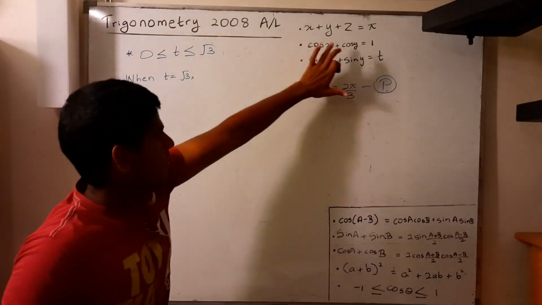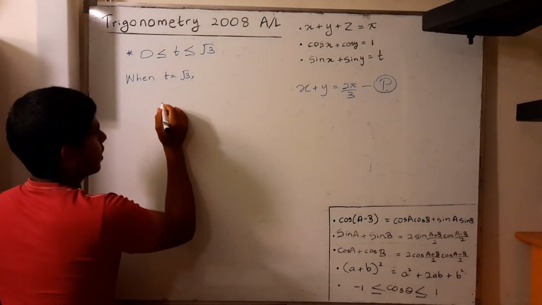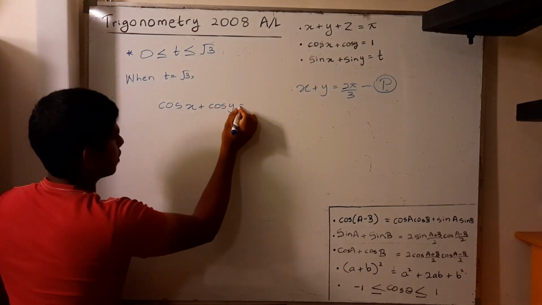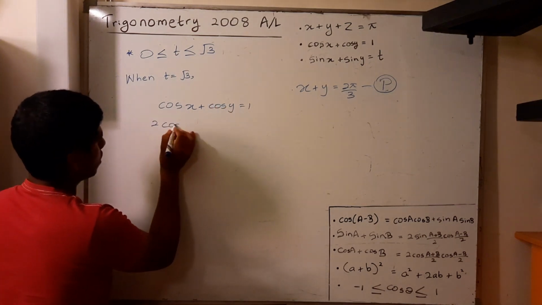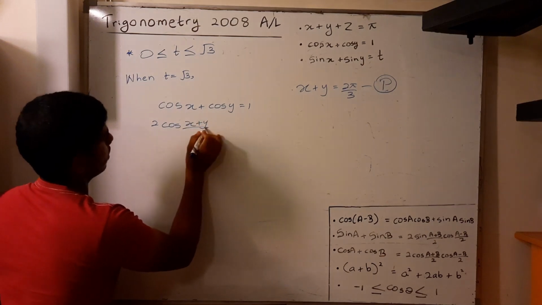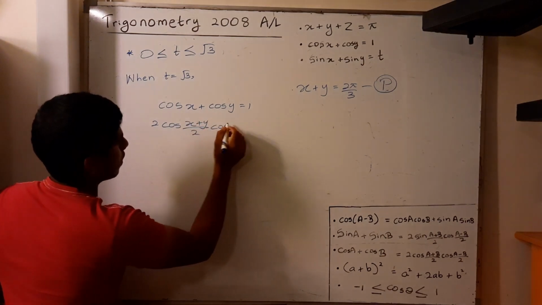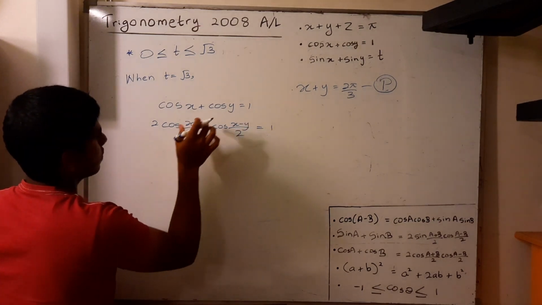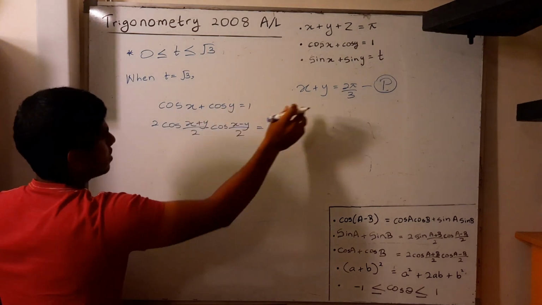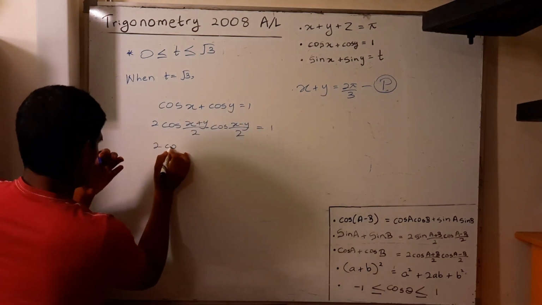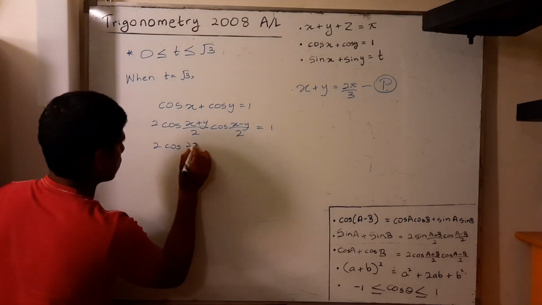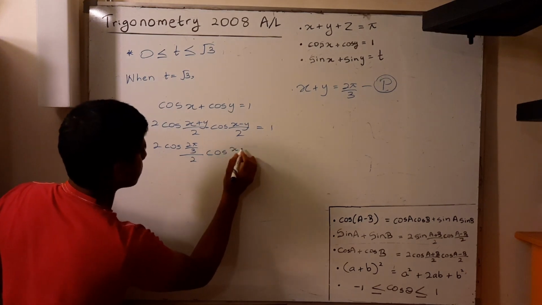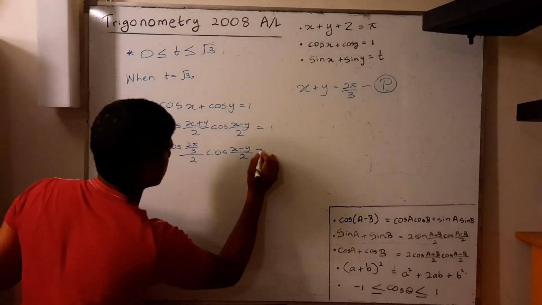Now I'm going to consider this equation, cos x plus cos y equals 1. So cos x plus cos y equals 1. So as we wrote before, we can write this as 2 cos x plus y over 2 cos x minus y over 2 equals 1. So as you can see, over here we've shown that x plus y is equal to 2 pi over 3. So we can write 2 cos 2 pi over 3 over 2 cos x minus y over 2 equals 1.